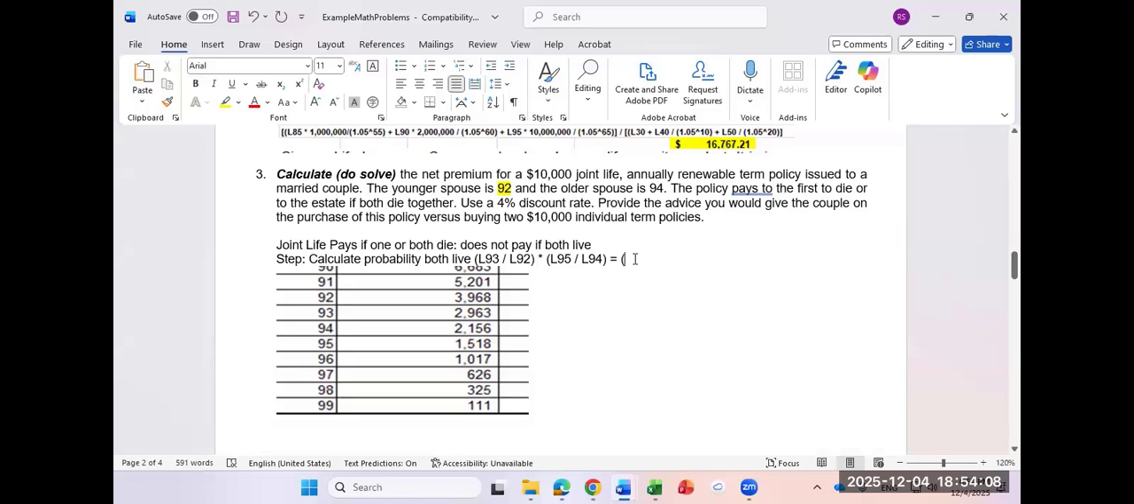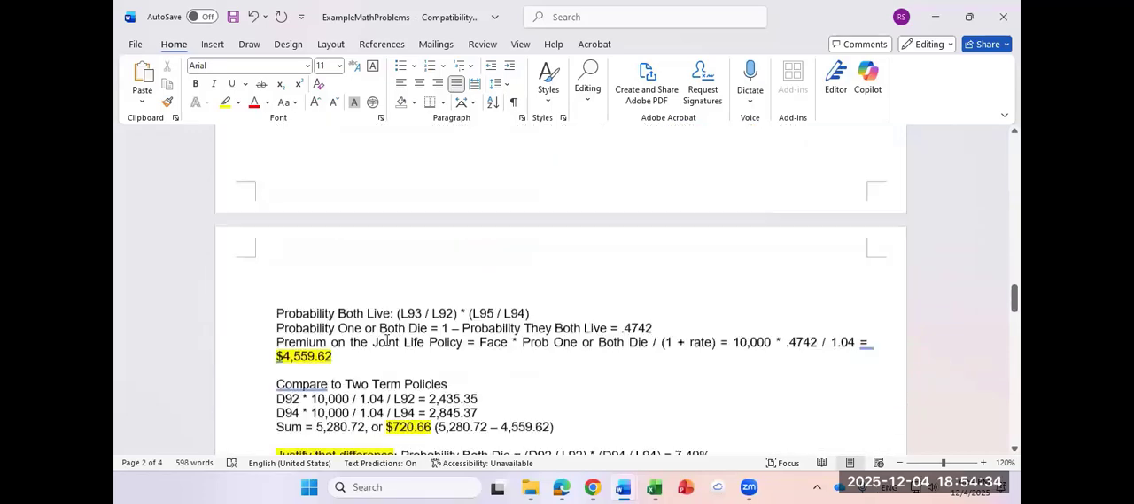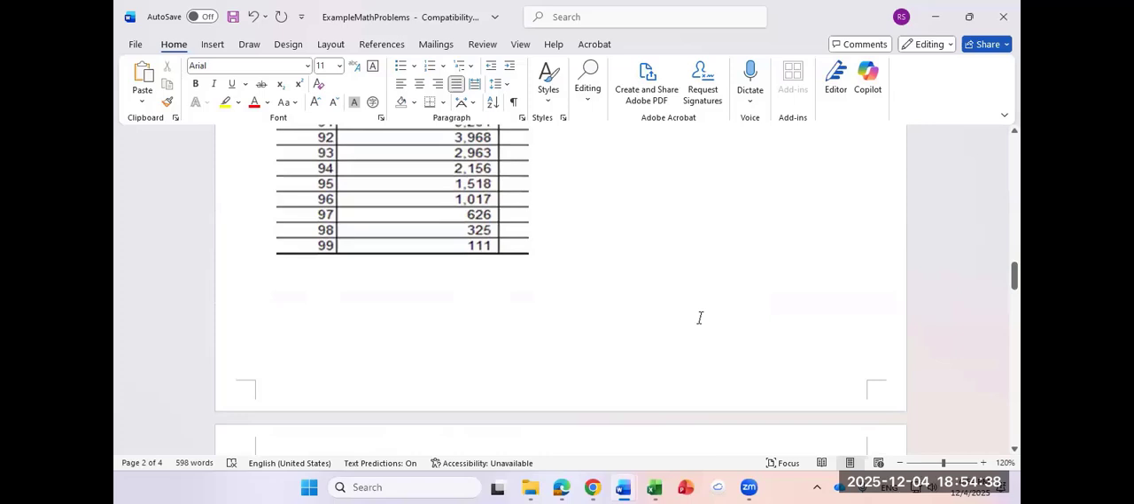L94 is 2,495. L93 is 2,963. L92 is 3,968. Times L95, which is 1,518, over L94, which is 2,156. Hopefully I got all of those in there. All right, that's the probability both of them live. The answer there is 0.4742.